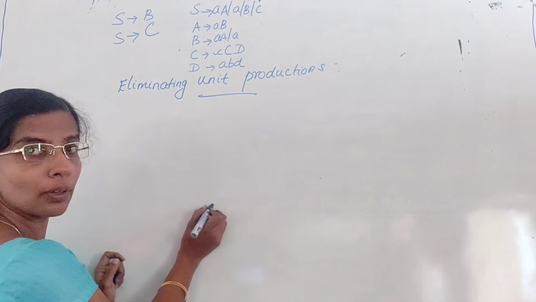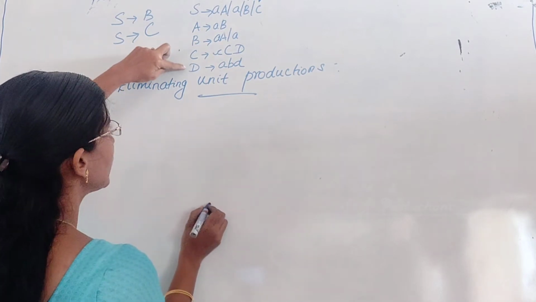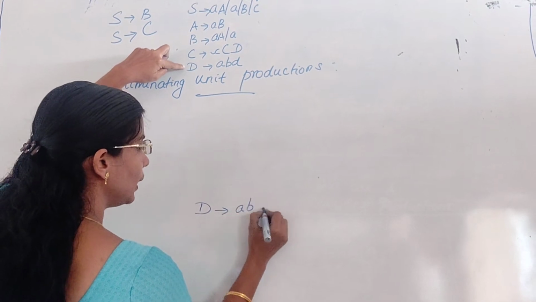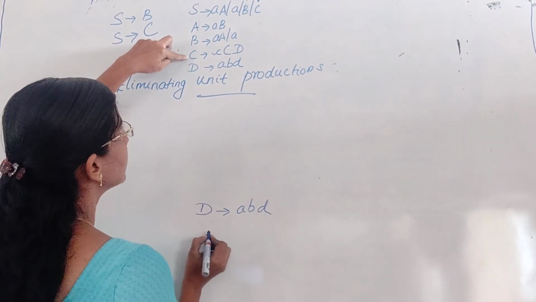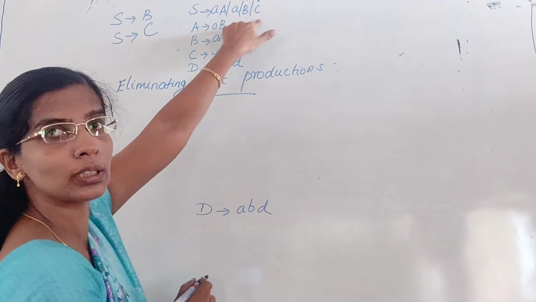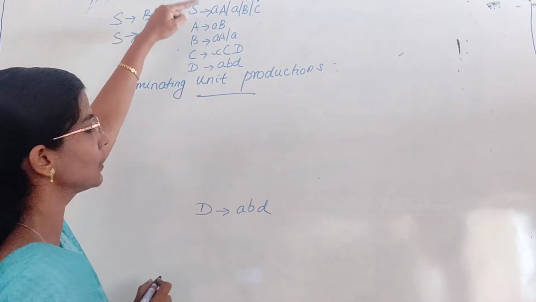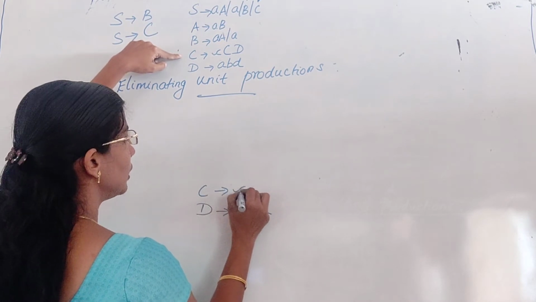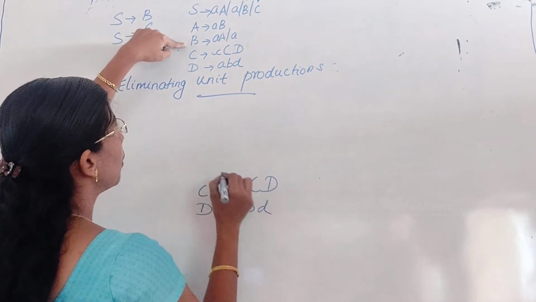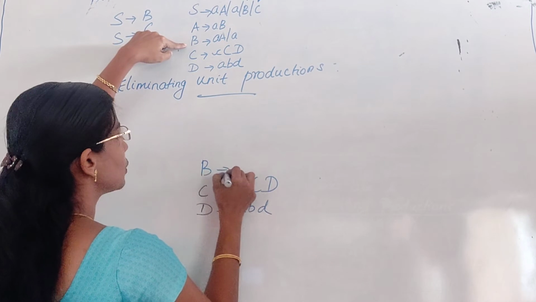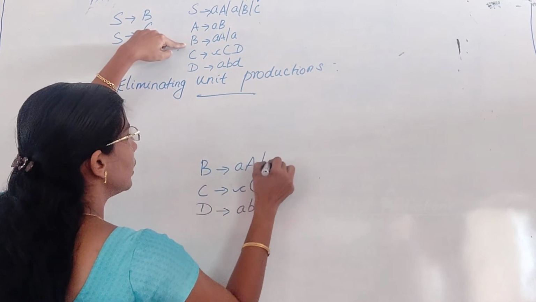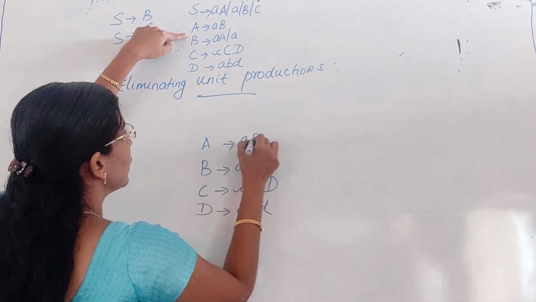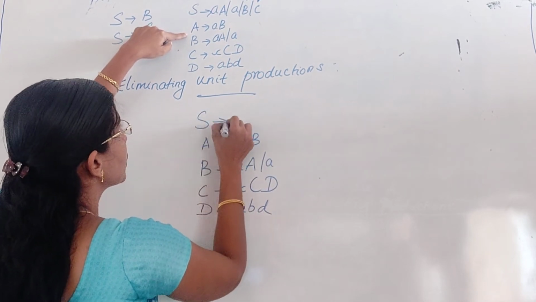So I start writing from the last production. What is my last production? D. D tends to A, B, D I have written. Next, only these two I have to touch. Remaining things I have to write as they are. So write the C production: C tends to c, C, D. What is the B production? B tends to A, A. A production: A tends to B.